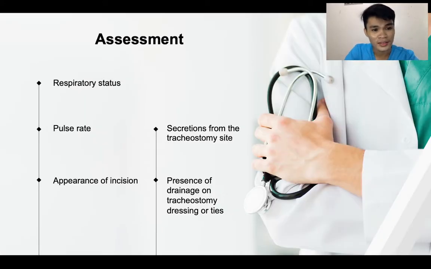On the assessment, we should assess the respiratory status by auscultating the breath sounds of the lungs in the appropriate location. Another is to assess the pulse rate. Another one, the appearance of the incision. We should check the stoma, inspect the consistency of color of the stoma, and inspect if it's still moist and has no unusual odor. Another one is the secretion from the tracheostomy site. Another is the presence of drainage on the tracheostomy dressing or ties.